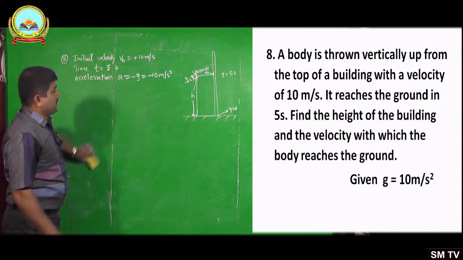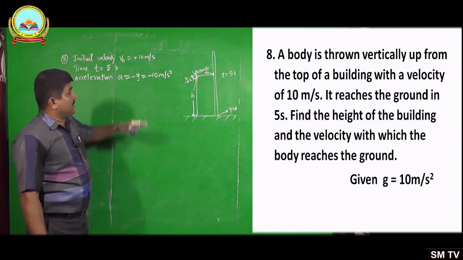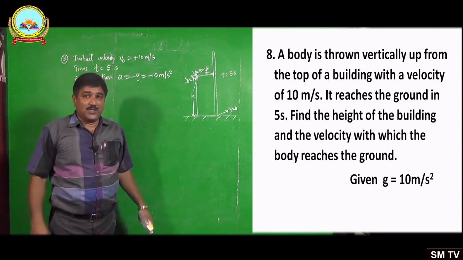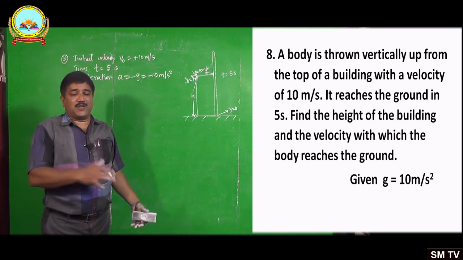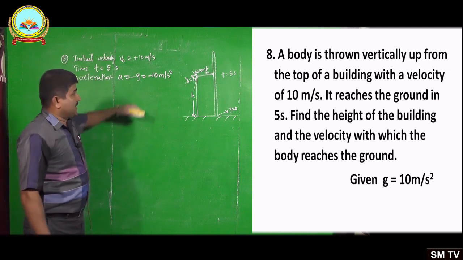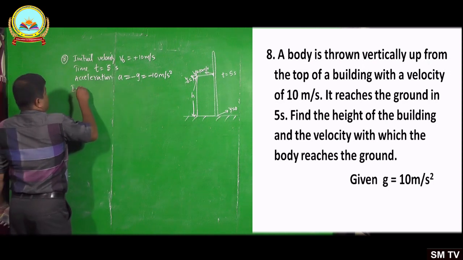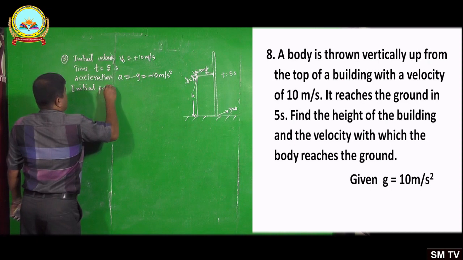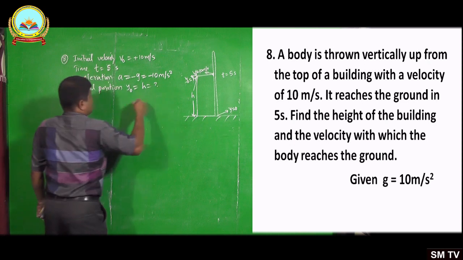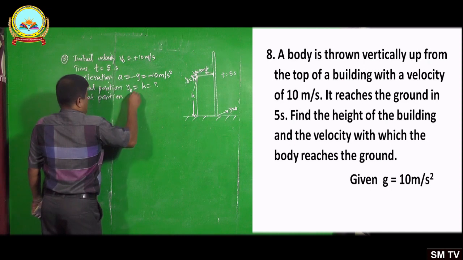Okay. Now use the equations. Here time is given, but the final velocity we don't know. We have to find the final velocity with which the body reaches the ground. So we can solve for the final velocity, then find the height also, or we can directly find the height of the building. So the initial position y naught is h, and the final position is the ground, so we take y equal to 0.